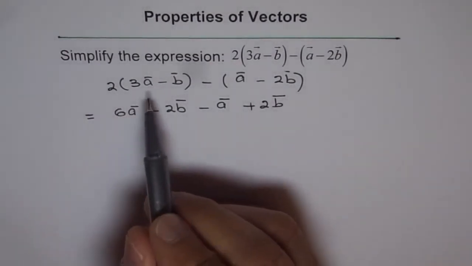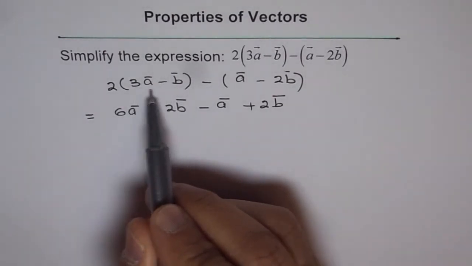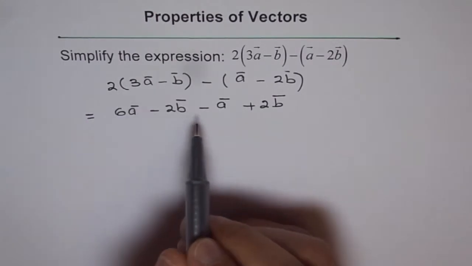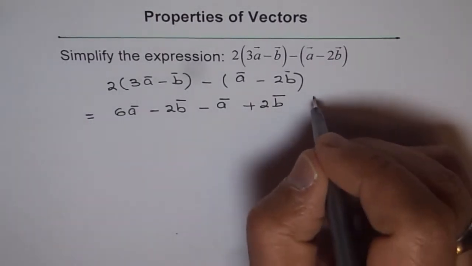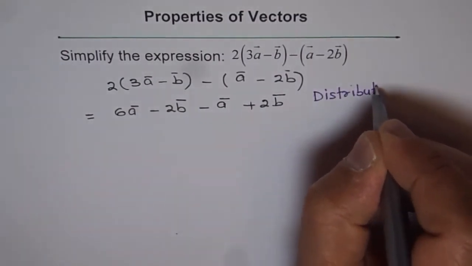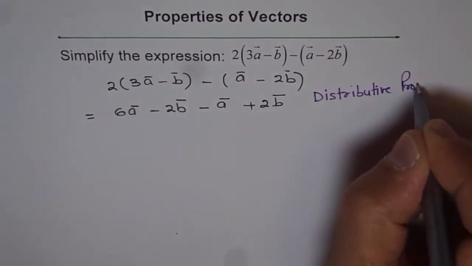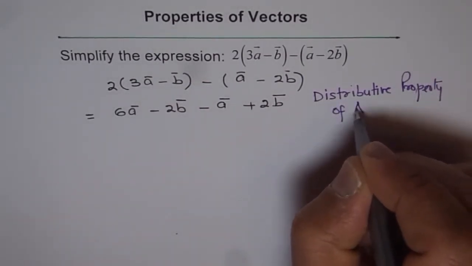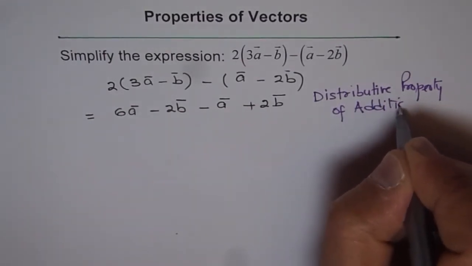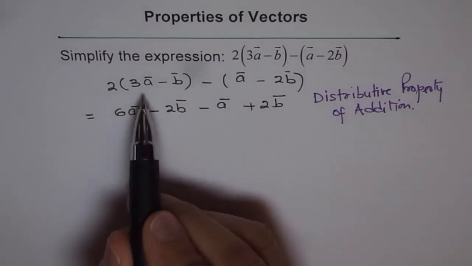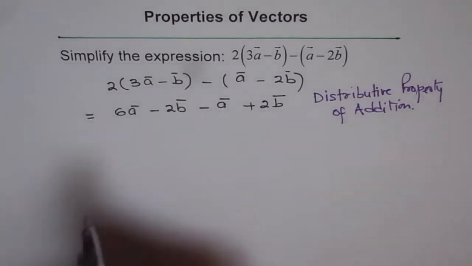So here these are vectors which are getting added or subtracted, and then we have a scalar outside. This property is the distributive property of addition, right? So we'll write distributive. Correct? Since the vectors were being added or subtracted, right?